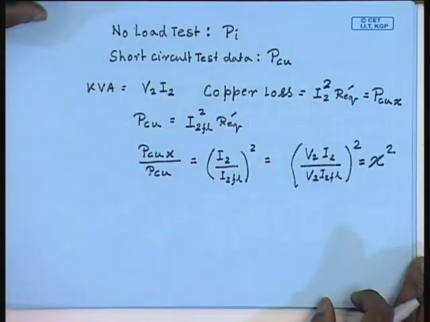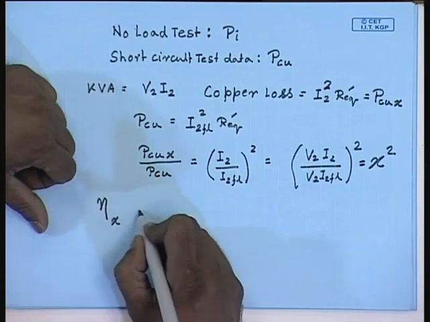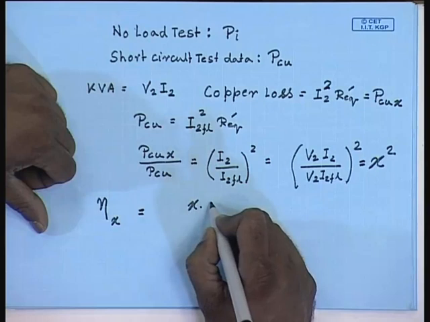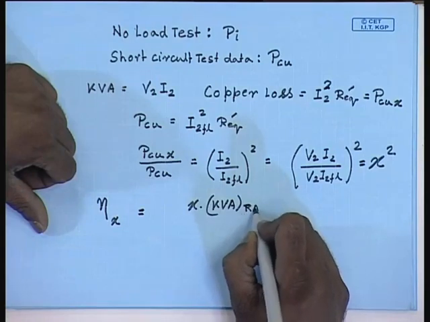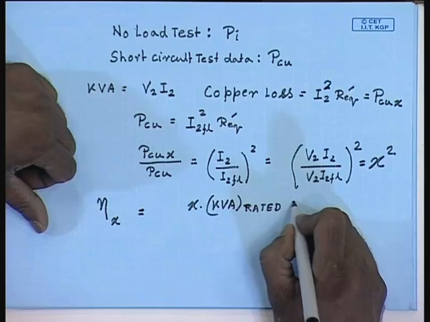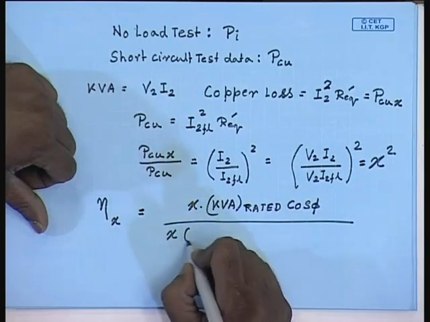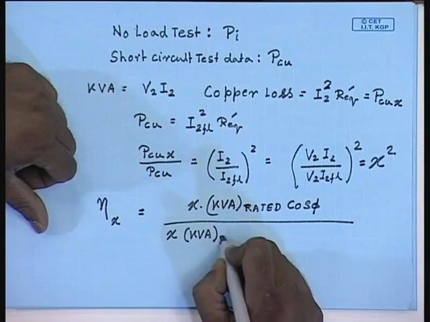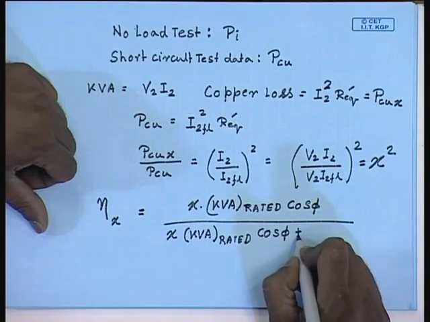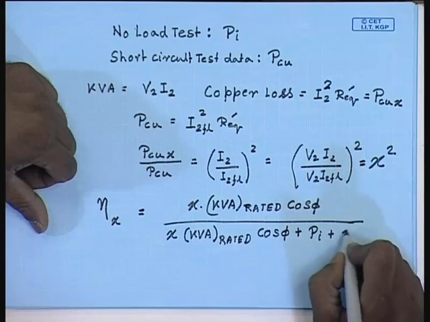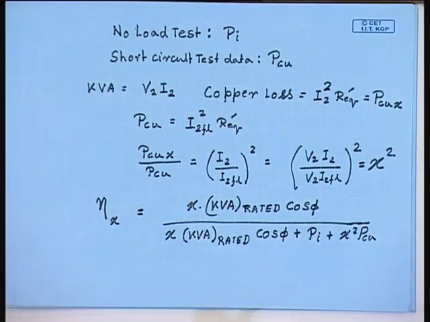Therefore, the efficiency at any fractional load x can be written as: efficiency at a fractional load x equal to x times the kVA rating of the transformer into cos phi, divided by x times rated kVA into cos phi plus Pi plus x square PCU, where PCU is the full load copper loss of the transformer.